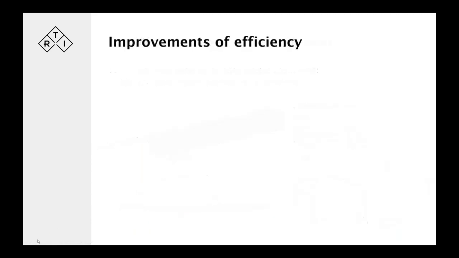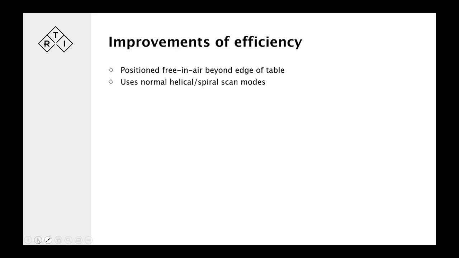All right, so how does that help us then? Well, it's positioned free in air beyond the edge of the table, easy to get a good position without any backscatter, of course. We can't prop it up on anything, and we can use the phantom as a holder for the CT dose profiler. It uses normal helical or spiral scan modes, patient mode, whatever you find. You don't need to go in the service modes at all.